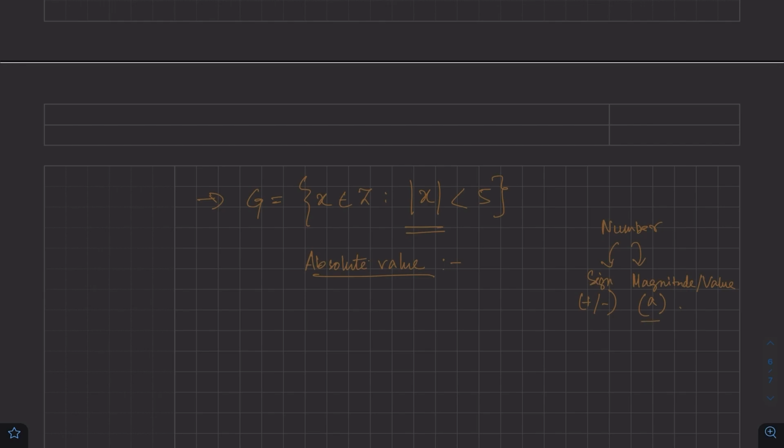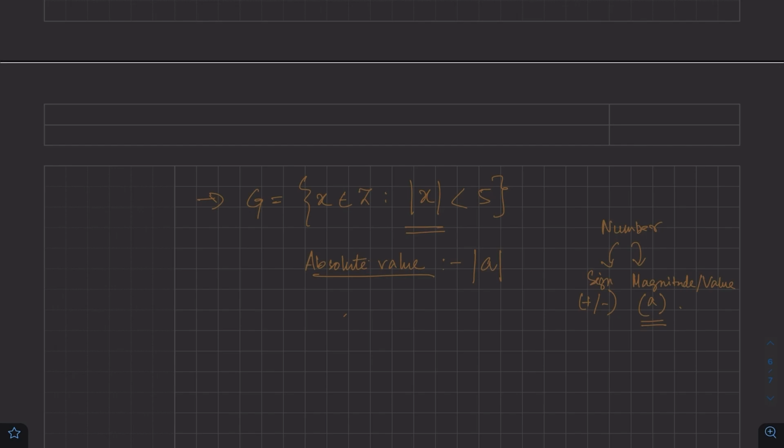Let's say that number is a. Now absolute value just deals with this magnitude. The notation for denoting the absolute value of a number is, in this case, a is a number and the absolute value of a is denoted as a within these double bars, and it's just the value without the sign of that particular number. Now let's get back to the problem.